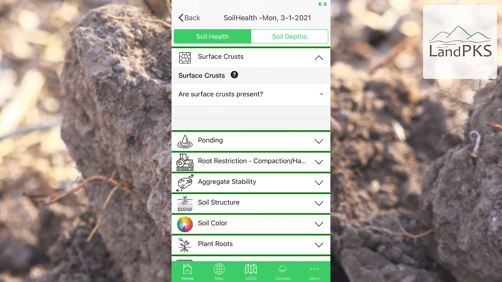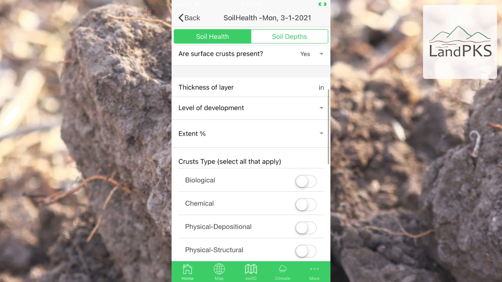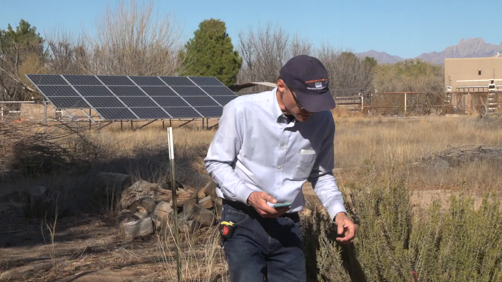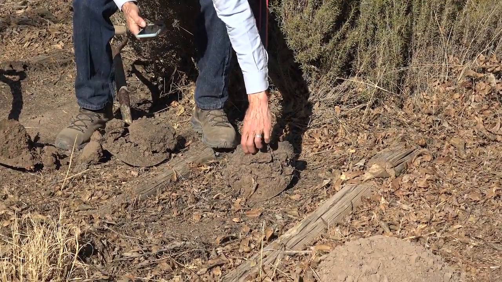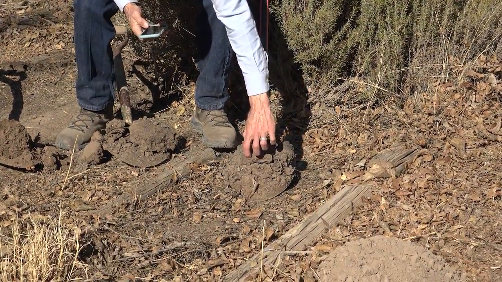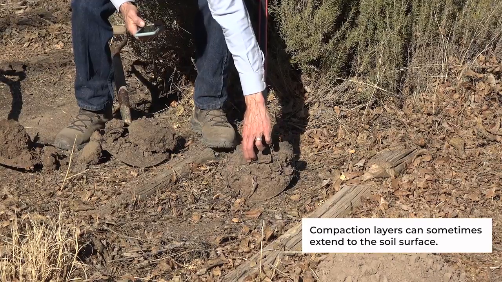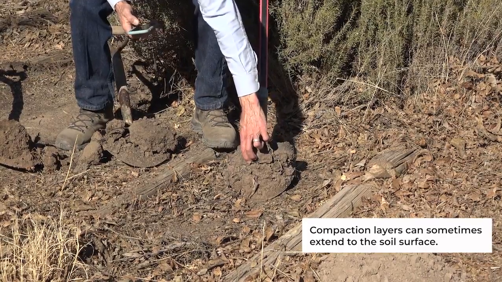First, answer the question, do you see any sort of crust, or is the profile pretty uniform as you go straight through? And I'm going to go ahead and respond yes here. How thick is it? So we're looking for the thickness of that crust. And actually, this is not a crust on this pecan soil from the pecan orchard. This is just massive soil compaction.